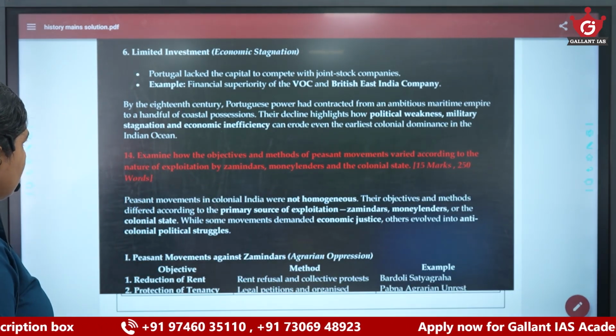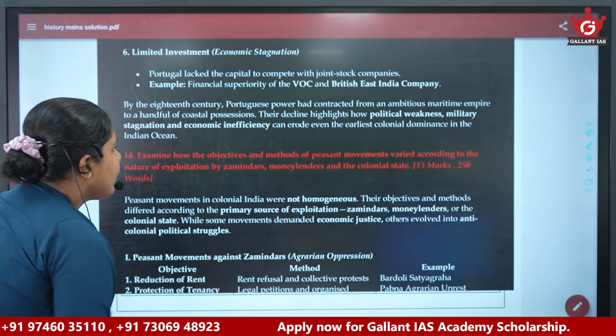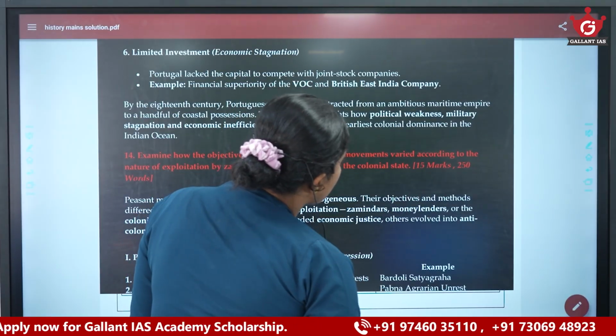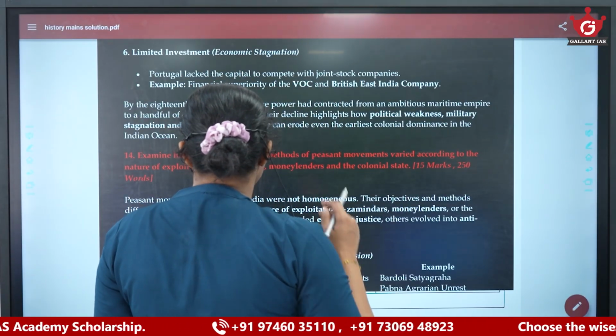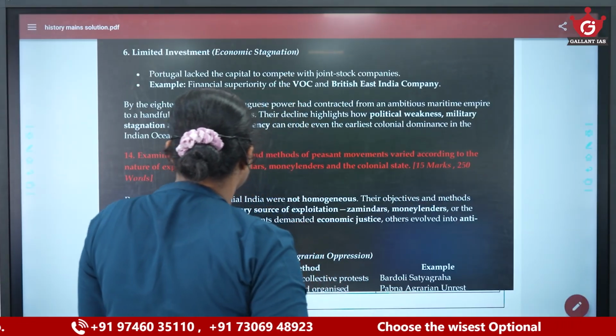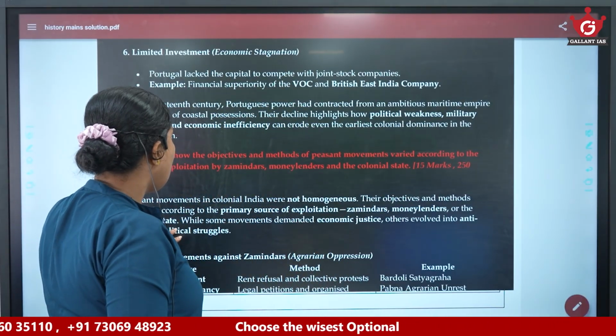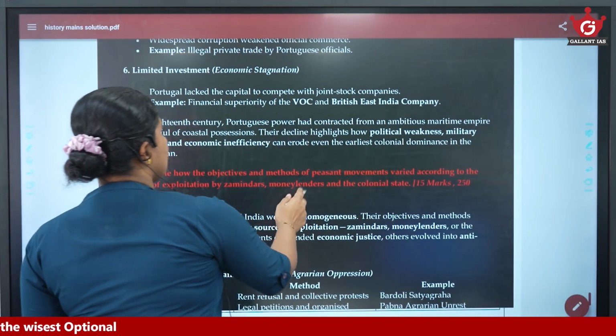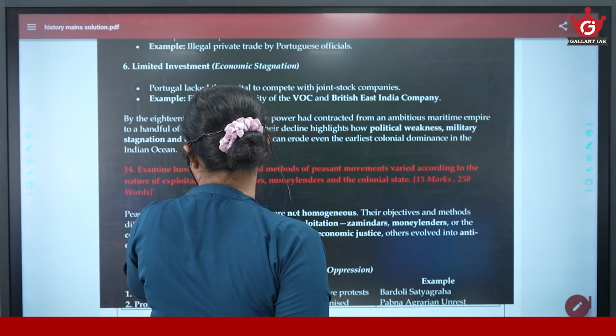Next question is of the analyze, examine kind. Examine how the objectives and methods of peasant movements varied according to the nature of exploitation by zamindars, moneylenders and the colonial state. Okay, how these peasant movements varied as per zamindars, moneylenders and the colonial state, you can mention.